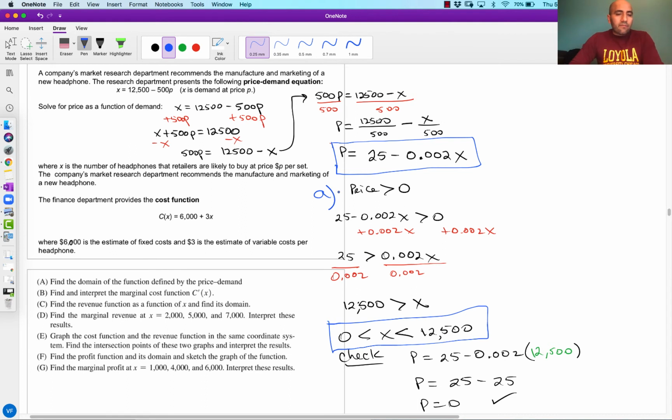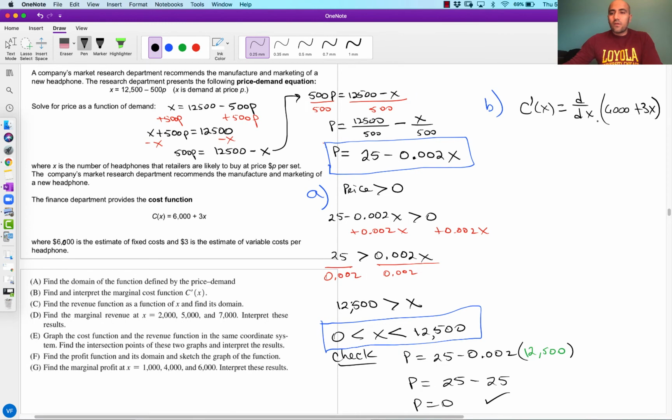Part B, find and interpret the marginal cost C prime. Okay, so C prime of x is equal to the derivative with respect to x of the cost function, which is given by 6,000 plus 3x. So this is a very easy derivative. We know that the derivative of a constant is 0, and the derivative of 3x is just going to be 3. So that's the answer to part B. Find and interpret the marginal cost C prime of x. Because it's a constant, it means that the price to produce one more unit is always fixed at $3.